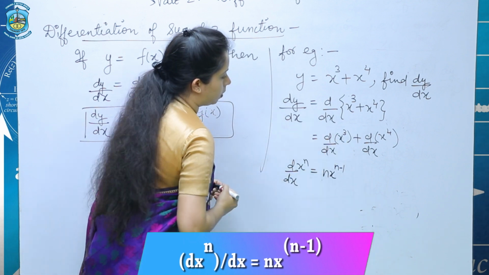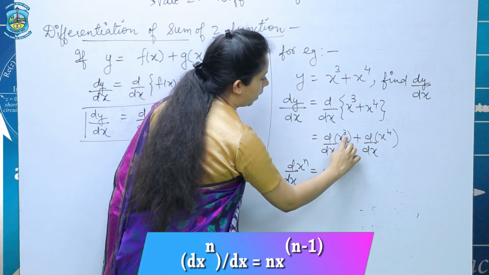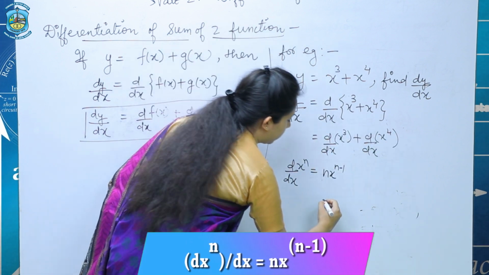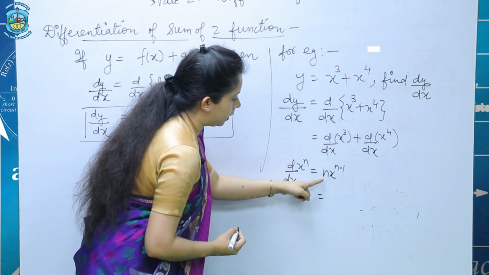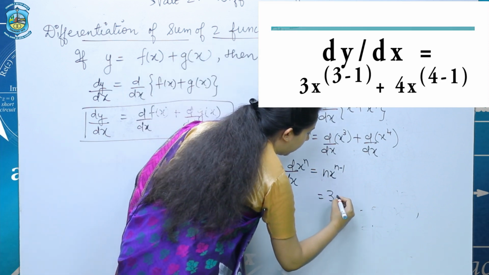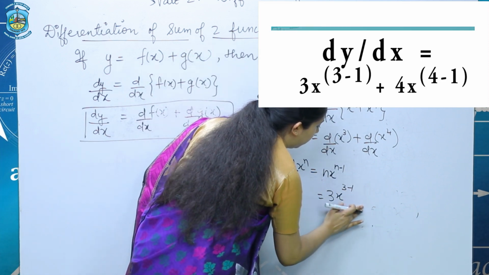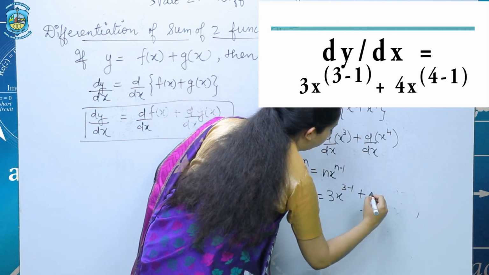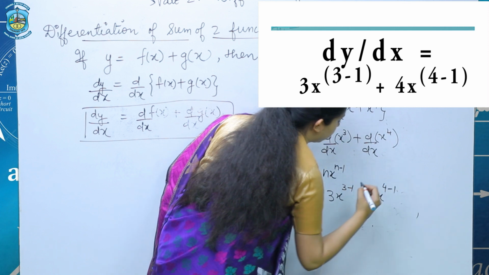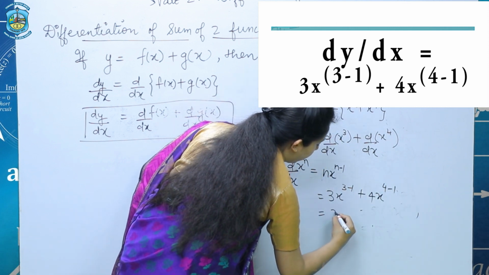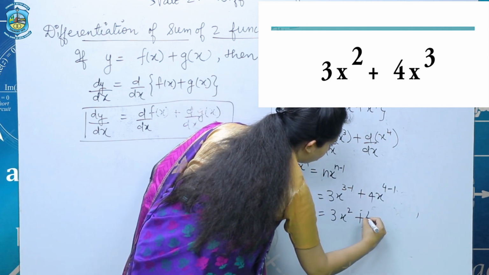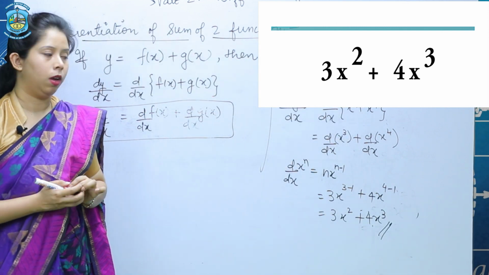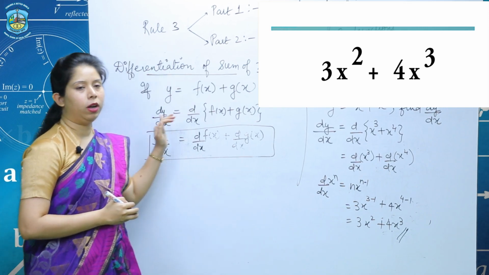So for the first term, the power n is 3, and for the second term the power n is 4. So we will solve it separately. We will apply the same formula. We will substitute 3x raised to the power 3 minus 1 plus, by the formula, 4 into x raised to the power 4 minus 1. So on simplifying, you will get 3x square plus 4x cube. So this is the value of the derivative. So this was part 1 of rule number 3.